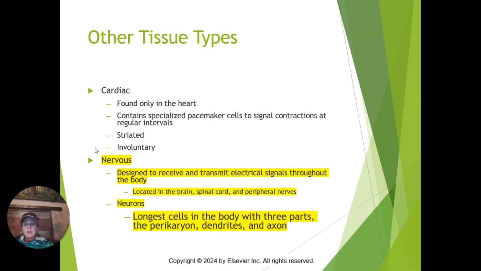Cardiac tissue we mentioned, and then nervous tissue is the last type of tissues in this chapter. Nervous tissue is designed to receive and transmit electrical signals through the body. Nervous tissue is in the brain, spinal cord, and peripheral nerves.